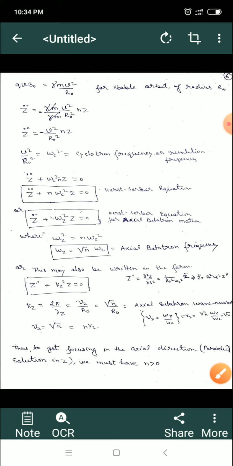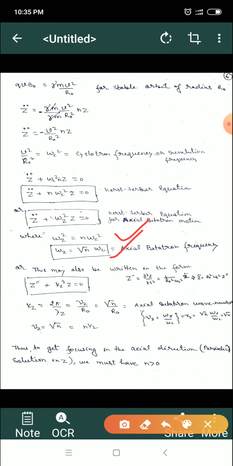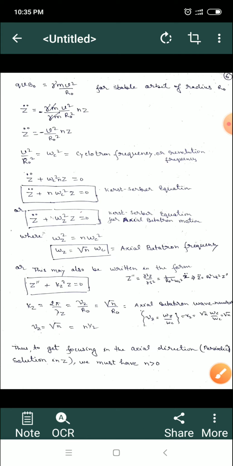So here z double dot is equal to minus omega z square z, where we define another quantity, omega z. That is again the Kerst-Serber equation for axial betatron motion, where omega z square is equal to n omega c square, or omega z is equal to square root of n into omega c. So this omega z is known as the axial betatron frequency.